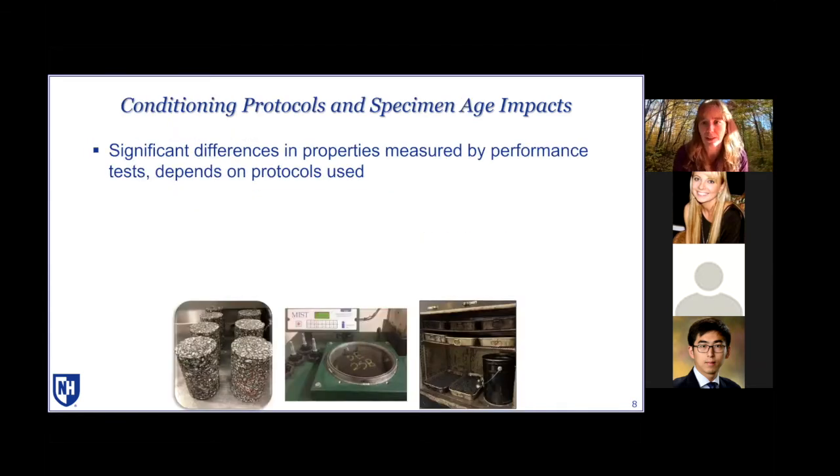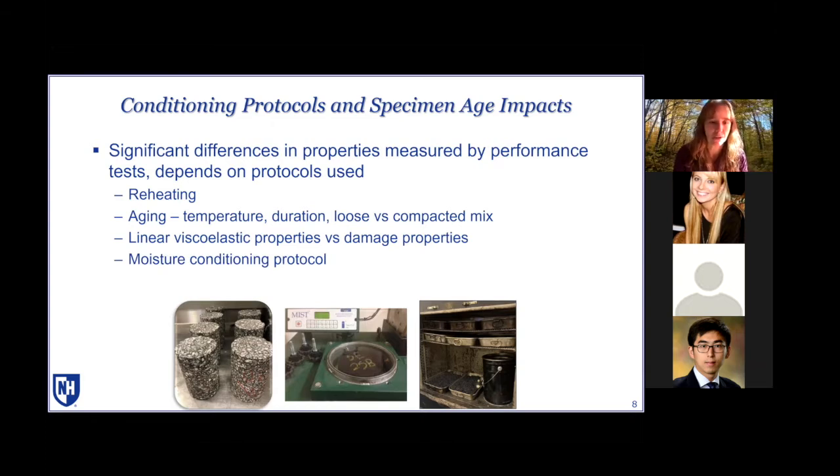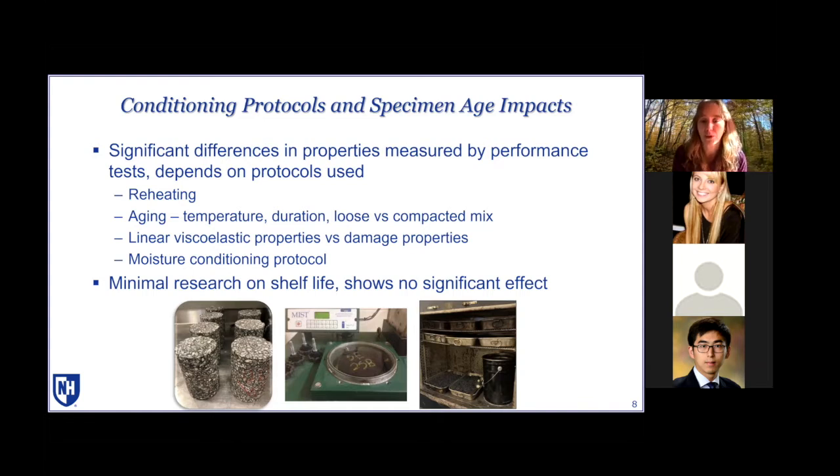In terms of conditioning protocols and specimen age impacts, there are significant differences that can be measured by the performance test, again depending on the specific protocols used. So you really need to pay attention to reheating, and any age conditioning done either to simulate long-term aging or just as part of the fabrication process. Temperature, duration, and whether you're looking at the loose mix or the compacted specimen aging matters. It also matters whether you're looking at linear viscoelastic properties or damage properties, and there can be differences in what you're seeing based on what type of property you're measuring. And the moisture conditioning protocol is also going to have an impact. In terms of shelf life, there's very little published research looking at the impact of shelf life, and what has been done shows no significant effect.